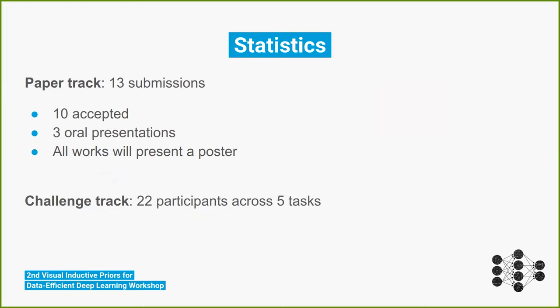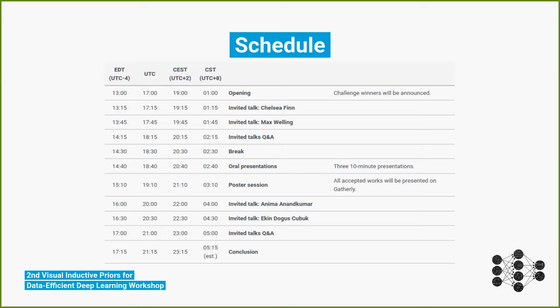First some statistics. We have 13 submissions in our paper track, 10 of which we accepted. Being out of scope was one of the main reasons for not accepting a paper. We have 3 oral presentations of the work that's probably most relevant to other people, and everybody will present a poster, so you can talk to everybody there. Then we have a challenge with 22 participants across 5 tasks. The schedule is on our website. It's shown here also, but it's a bit small, so please check it on our website.